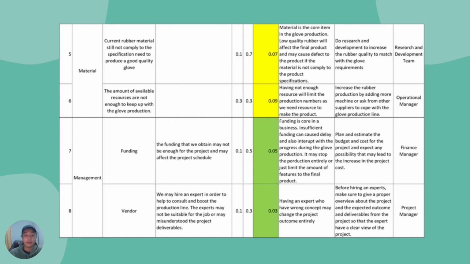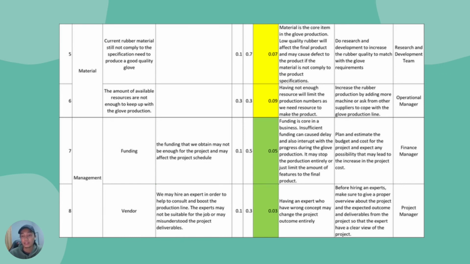Next is funding, which is under the management. Funding is the risk. We rate it as 0.05, which is low. This is because insufficient funding can cause delay and also interrupt the progress during the glove production. This can stop the production entirely or just limit the amount of the glove. So, how to overcome this? The finance manager needs to be in charge to plan and estimate the budget and cost for a project and expect any possibilities that may lead to an increase in the project cost.